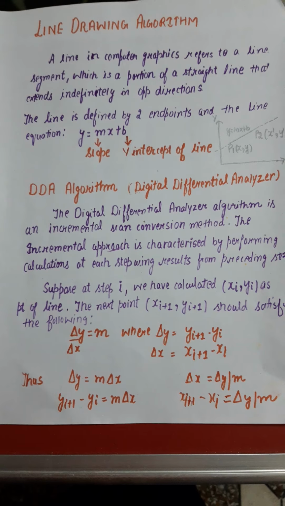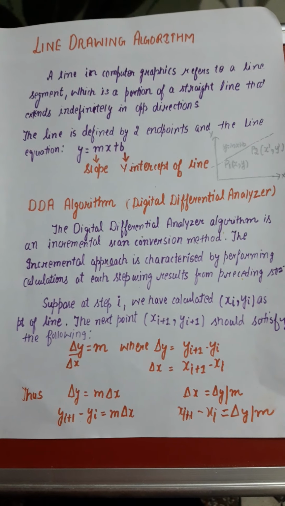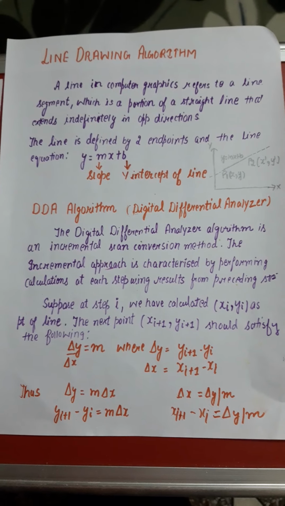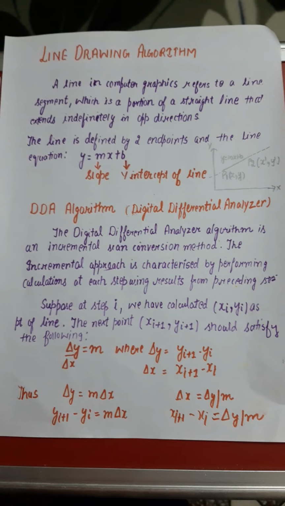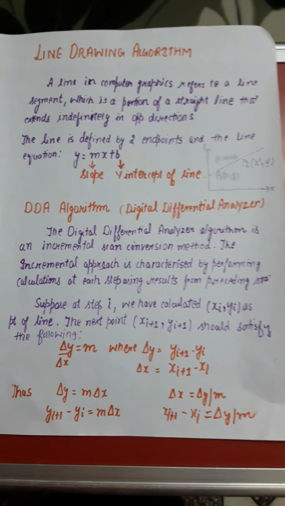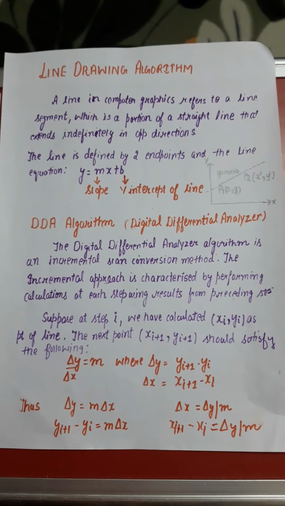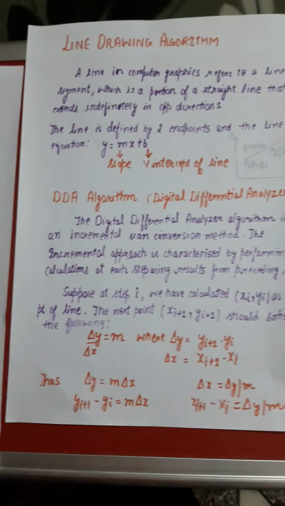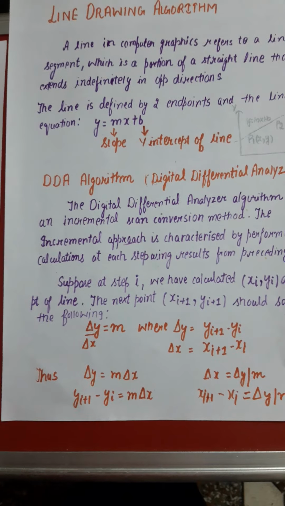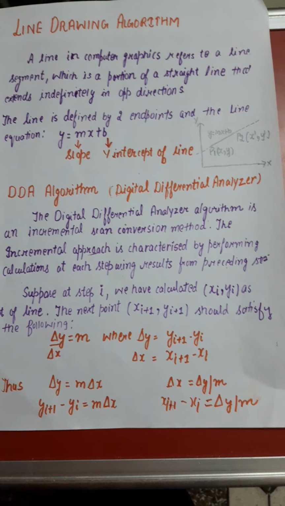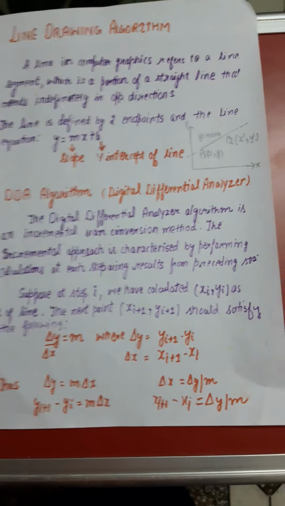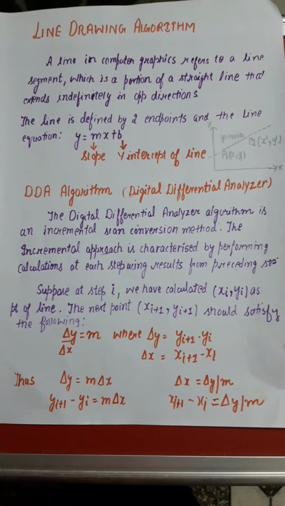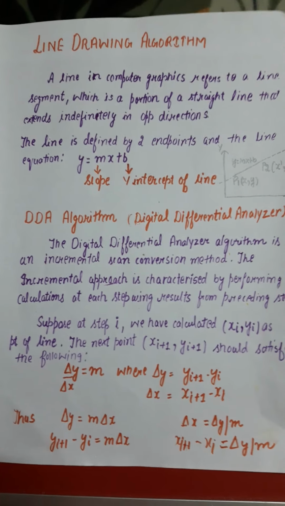Suppose at step i, we have calculated xi and yi as the coordinates of a particular point on the line. The next point is x of i plus 1, y of i plus 1. Here note one thing: plus 1 doesn't mean that there will be a unit increment. It only states that this is the next successive point, right? So we know that m equals del y upon del x, where del y equals y of i plus 1 minus yi, meaning the difference between two successive values of y. Similarly, del x equals the difference between two successive values of x, right?